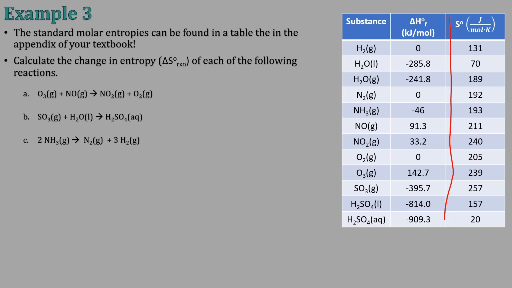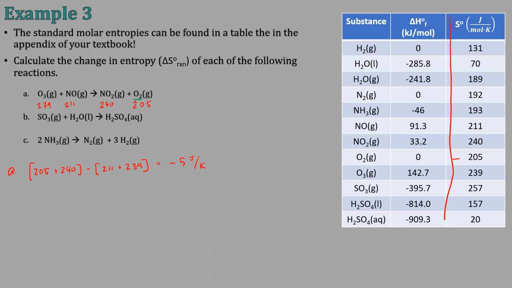All right, so for oxygen, the entropy value is right here, 205, and nitrogen dioxide is 240, nitrogen monoxide is 211, and ozone is 239. So to calculate that, we're going to take 205 plus 240 minus 211 plus 239. And that's going to equal -5 joules per Kelvin.